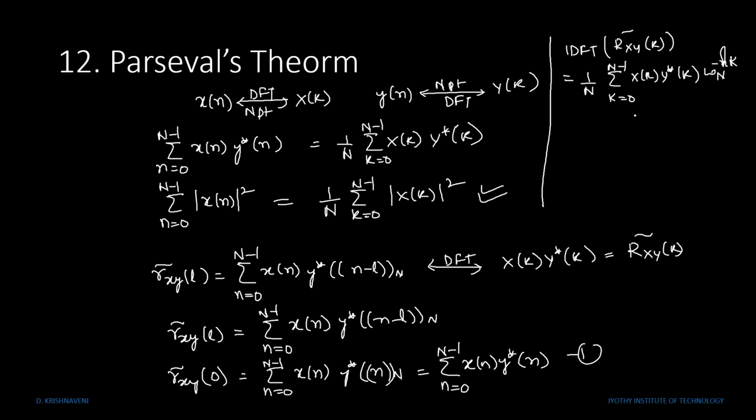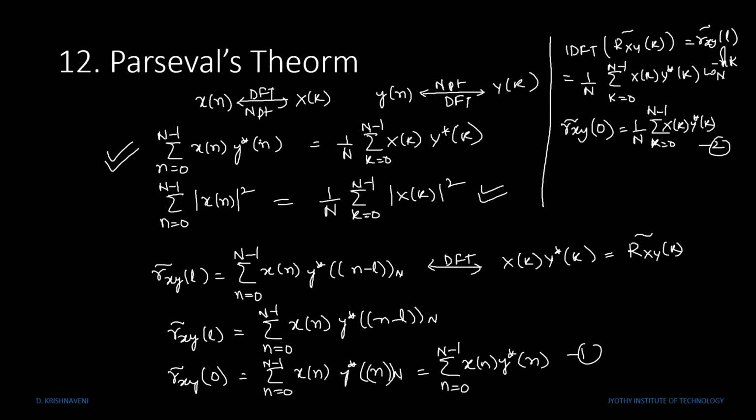Now, in this, we substitute L equal to 0, because this is nothing but Rxy of L. I had found out Rxy of 0 here. So here also, we will substitute L equal to 0. We will get summation k equal to 0 to N minus 1 X of k conjugate of Y of k, because when I substitute L equal to 0, I'll get W N to the power of 0, which is 1. So Rxy of 0 is summation x of n conjugate of y of n, and here it is 1 by N summation X of k conjugate of Y of k. These two are equal, so we have proved the first part.